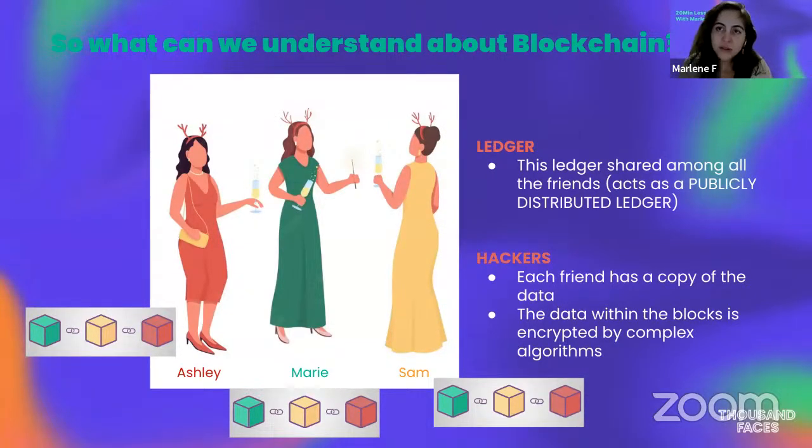And when it comes to hackers, how is this protected from hackers? Well, since each friend has a copy of the same ledger, if a hacker tries to erase one of them, they cannot, because it's copied on each ledger, so they cannot just take one transaction and erase it. It's all encrypted in different public ledgers, so they cannot just erase one, because you can find the trace in the other ones. So the copies cannot be erased or changed. And all the data in the blocks of this ledger is encrypted by very complex algorithms, so it's very, very tough to hack.